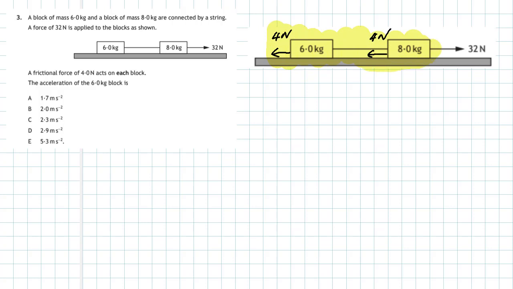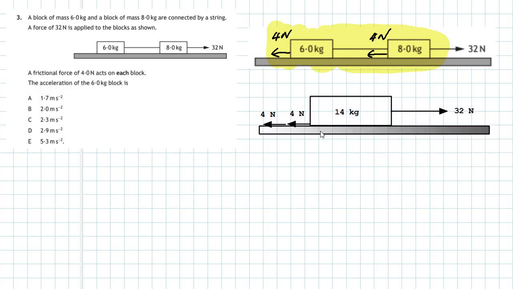It doesn't know what's behind it, if we can give it a sort of feeling. The 32 newton force only knows that it's pulling a total of 14 kilograms and it's been held back by two lots of 4 newton forces. In fact, we can draw that diagram a lot simpler. We can draw the 8 kilogram and 6 kilogram joined together to make 14 kilograms being pulled by 32 newtons but held back by the two 4 newton forces like that.